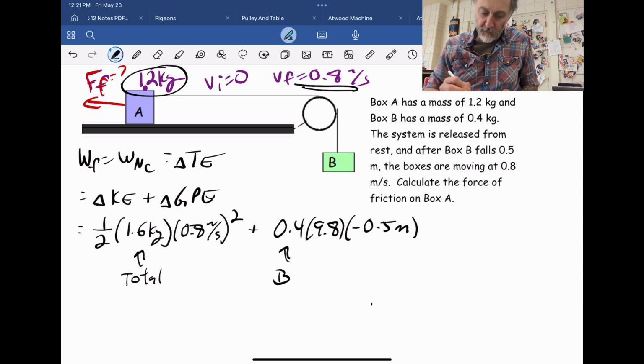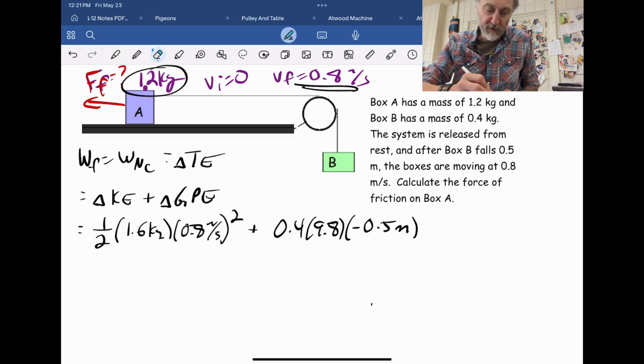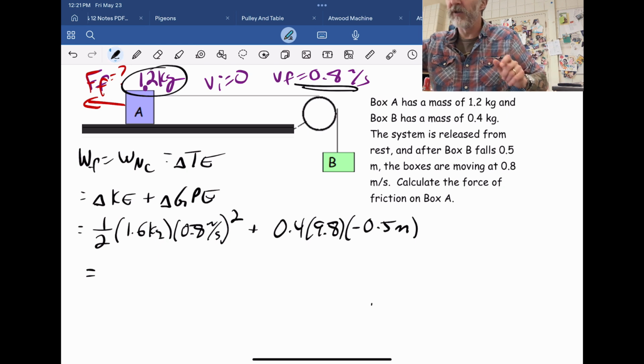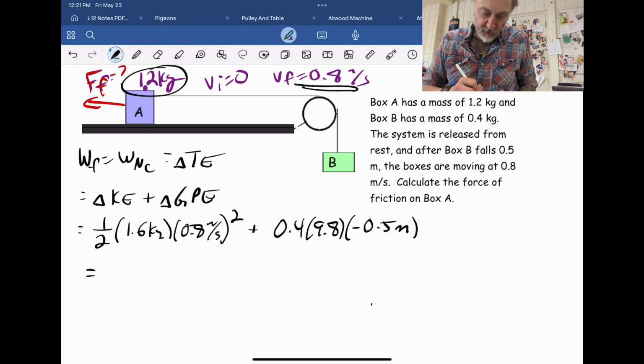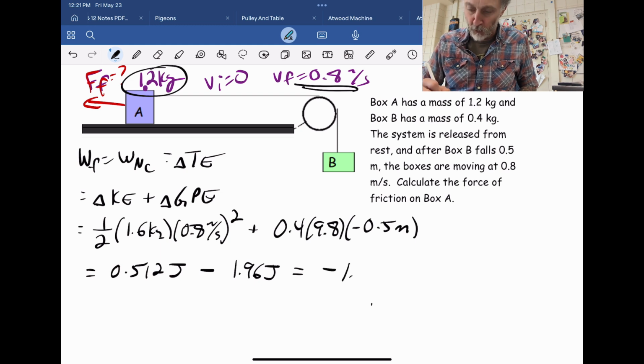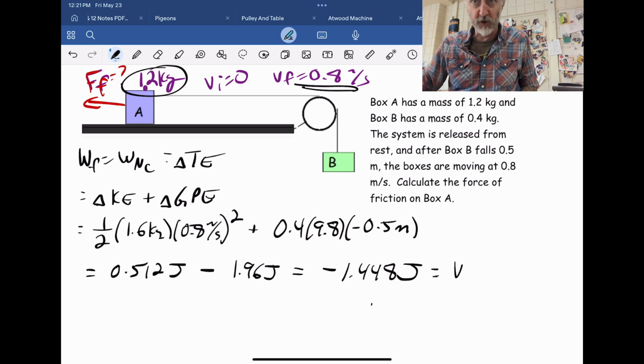All right, and so let's figure out what this value is, because that's going to tell me the work of non-conservative forces, because it's how much my total energy changed. So if you do this, you get 0.512 joules of kinetic energy minus 1.96 joules of GPE for a total loss of 1.448 joules of energy, and that's equal to the work done by friction.